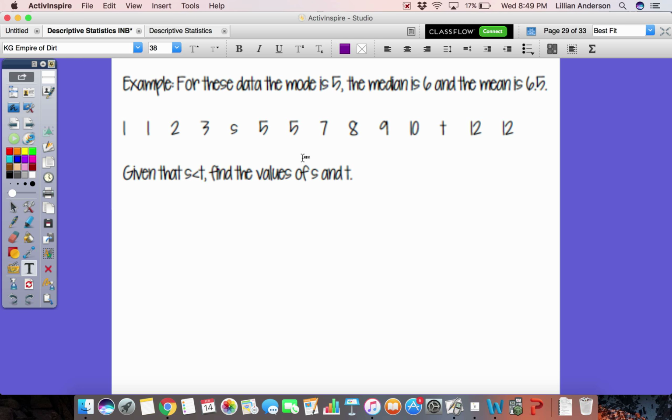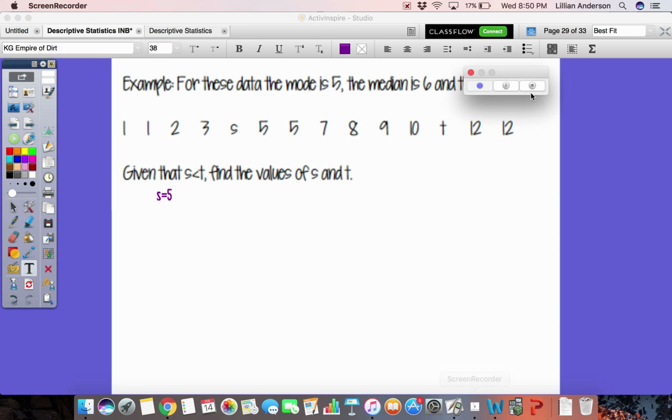Well, since we know that the mode is 5, that means that 5 has to appear the most. And right now we have 2 5s, just like we have 2 1s, and just like we have 2 12s. So in order for the mode to be 5, that means that S would have to be 5. Now that would be something like a write down problem because it is just as simple as recognizing that in order for 5 to be the one that shows up the most, S would have to be 5. And that also lets us know that T is going to have to be a number that's bigger than 5. All right? So how do we go about finding T?